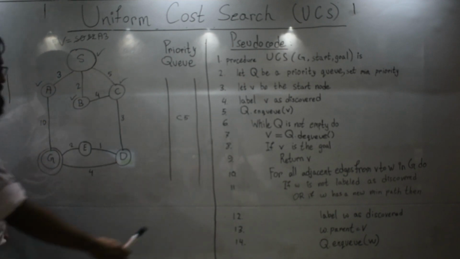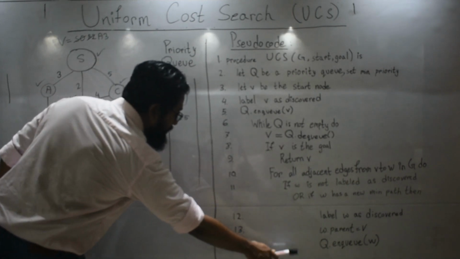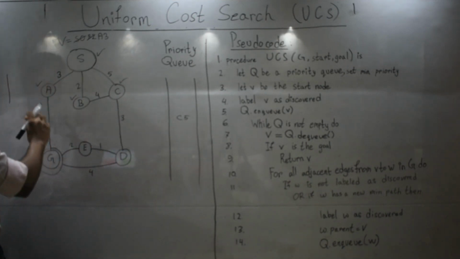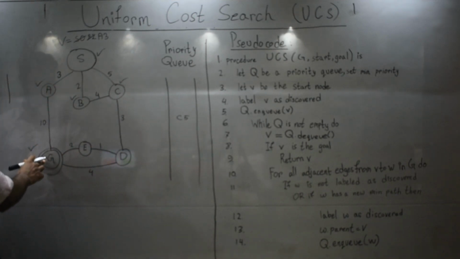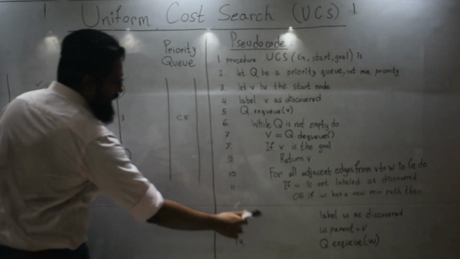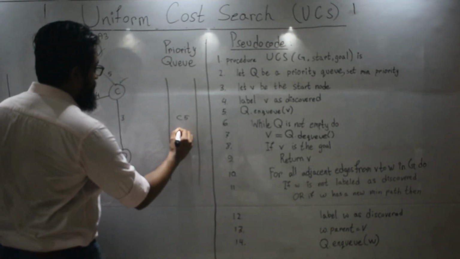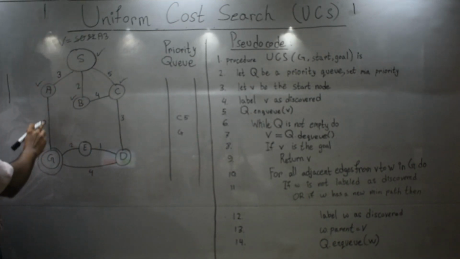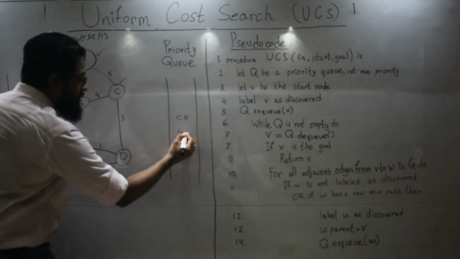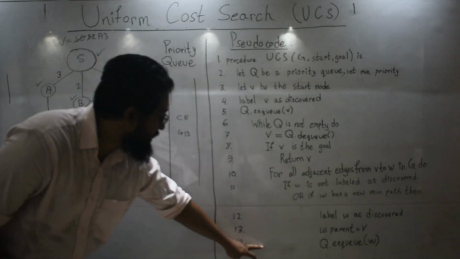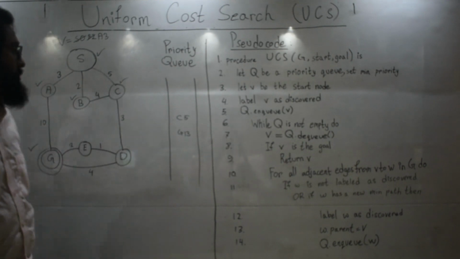It has not been discovered. So you will simply perform these. Discover, and then parent is A now. G's parent is A and NQ. So that's NQ, G, and G has a cost of 3 plus 10, 13. Okay. Now let's again jump back to line number 7.